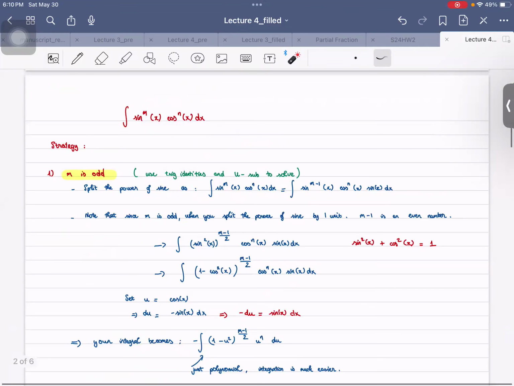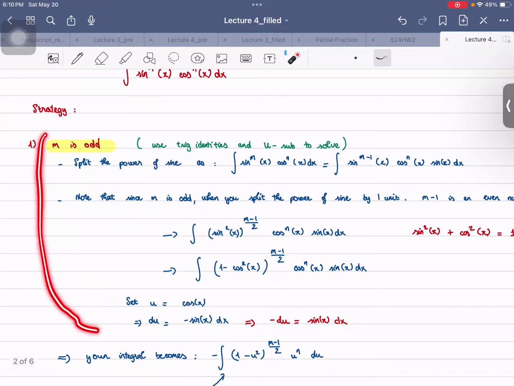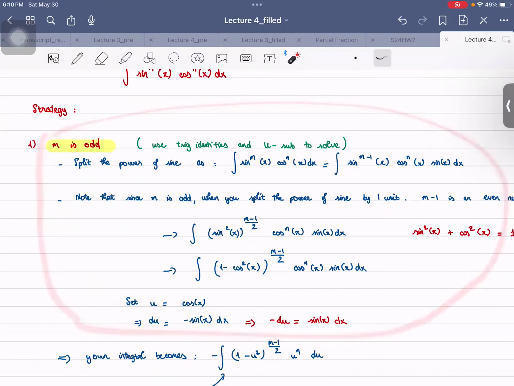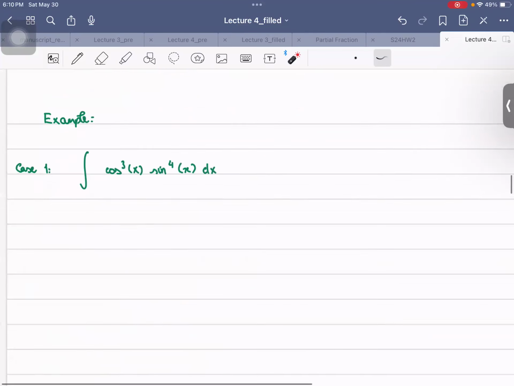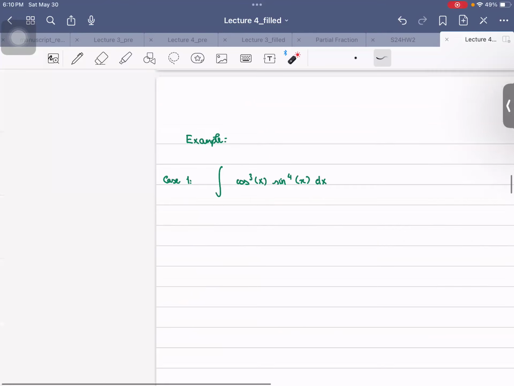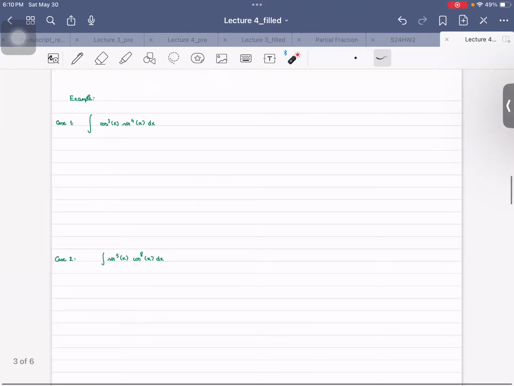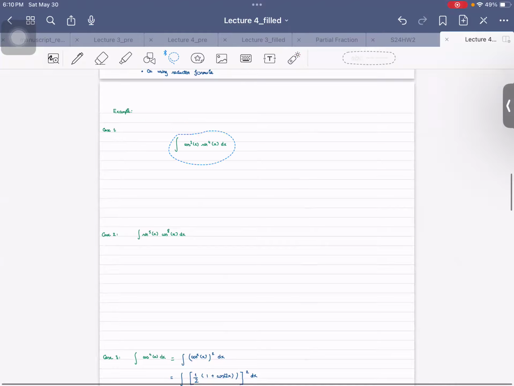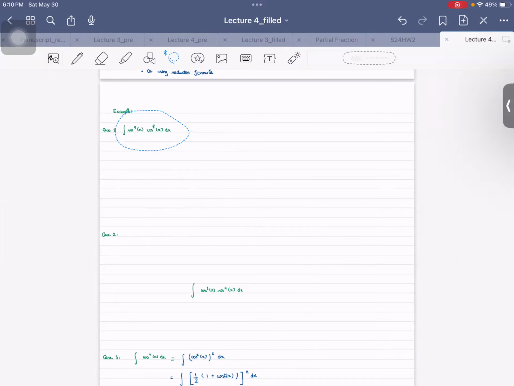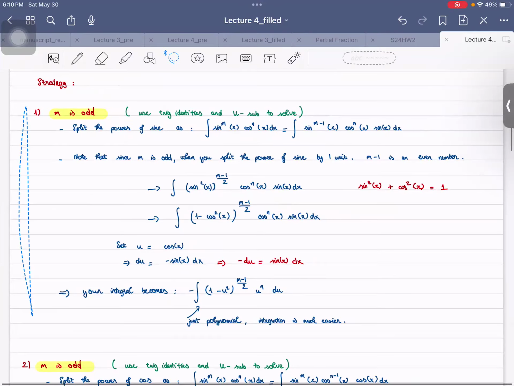Let's try out one case. This is the strategy you use when you have n as an odd power. Sorry, I should have this one as case number one. Let me justify a bit. This is case number one. This is case number two. Let me demonstrate the thing that we have discussed.